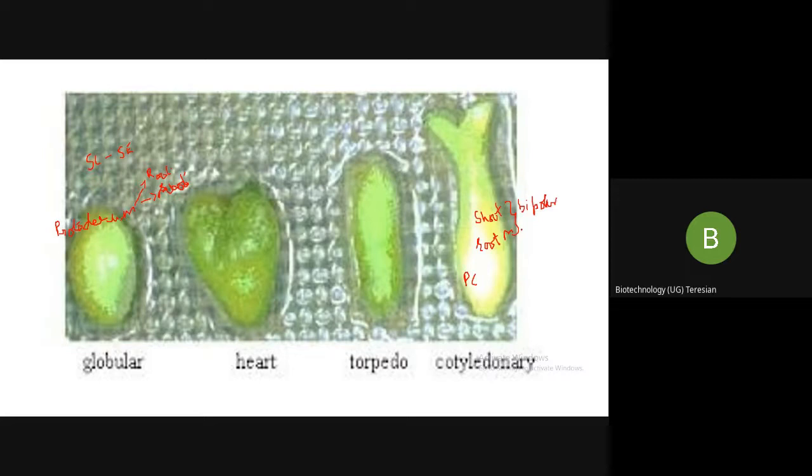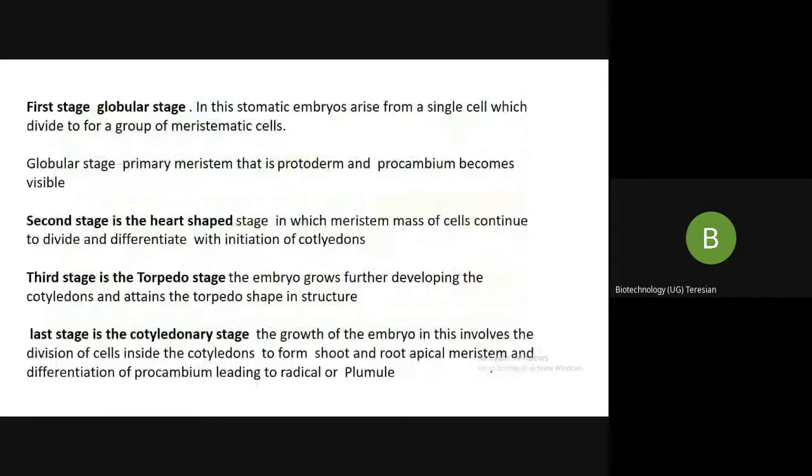So finally what happens? A cotyledonary stage is produced, wherein it involves the division of the cells inside the cotyledons ring to form what? Shoot and the root apical meristem, and there is differentiation of procambium, leading to the production of a bipolar structure containing the root and the shoot axis. So these are the four stages that I explained now through that picture that is here. So you can just have a glance into this.